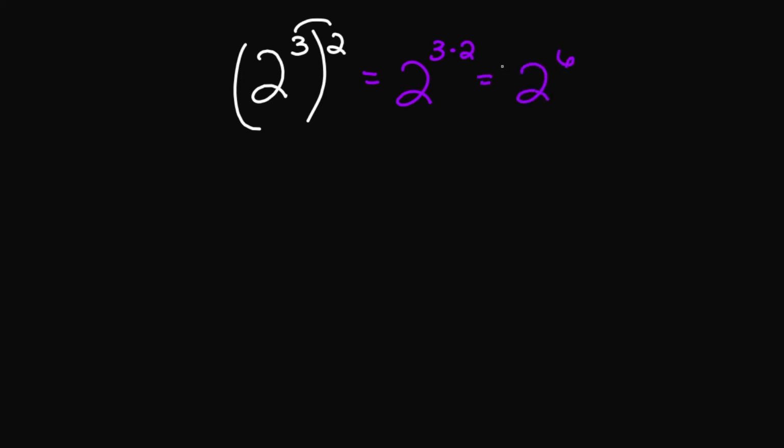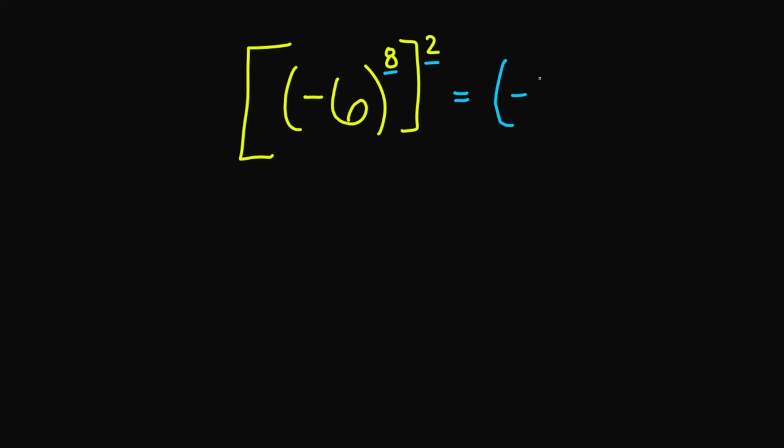Same thing if you had 2 to the 3rd raised to the 2nd power. Power raised to a power, I'm going to multiply my exponents. So this is going to turn into 2, 3 times 2. And this is going to be 2 to the 6th power.